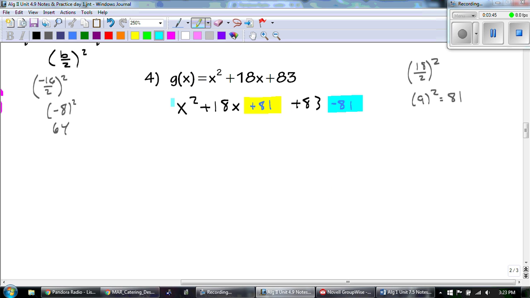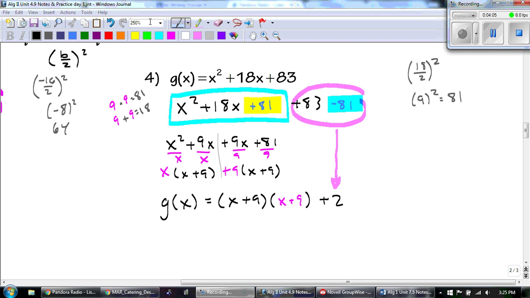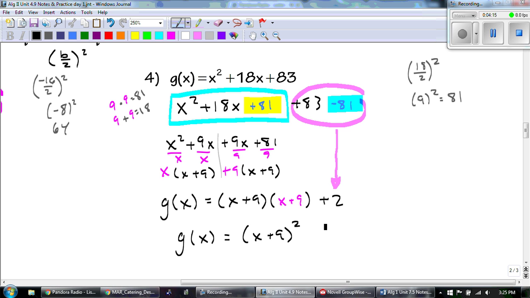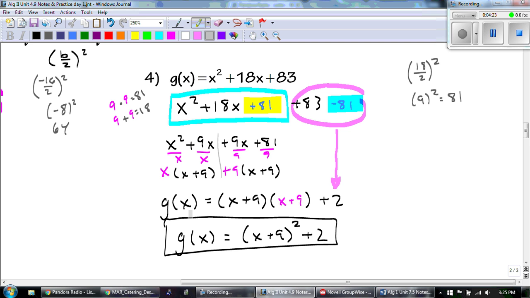All right, what I want you guys to do is I want you to factor this. Go ahead and pause the video and do all that factoring. Good luck. Okay, so you should have gotten x plus 9 and x plus 9. So our final equation, g of x equals x plus 9 squared plus 2. Okay? Don't forget the square. That's what makes it a quadratic.